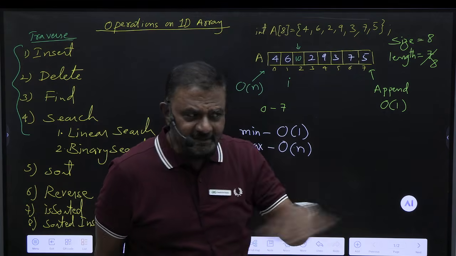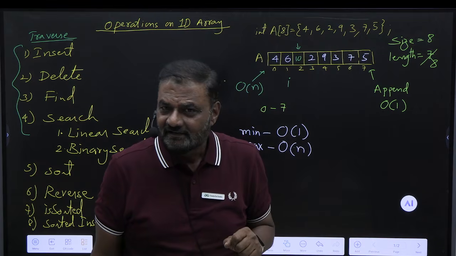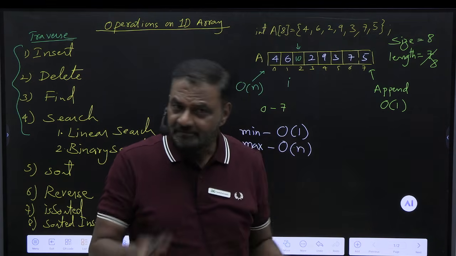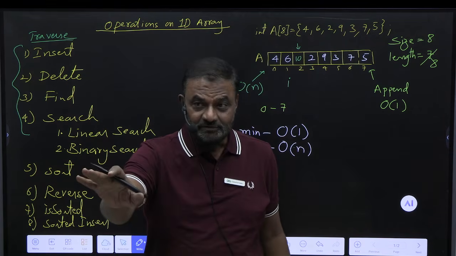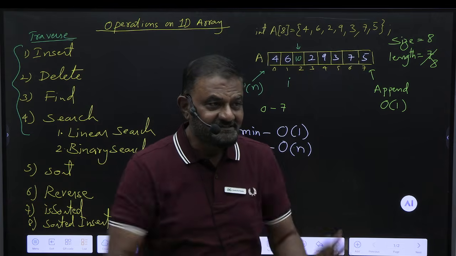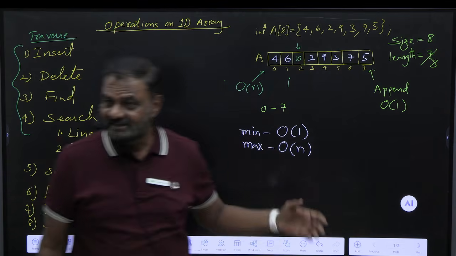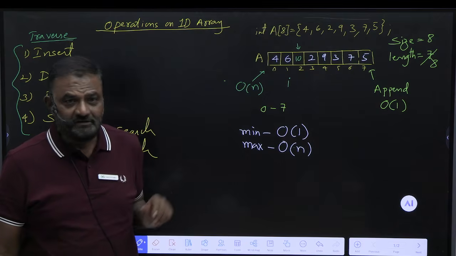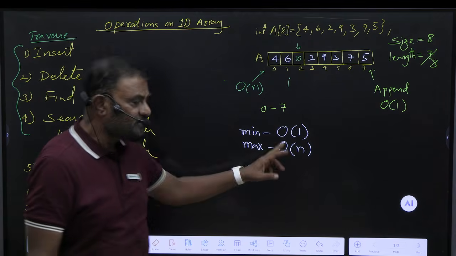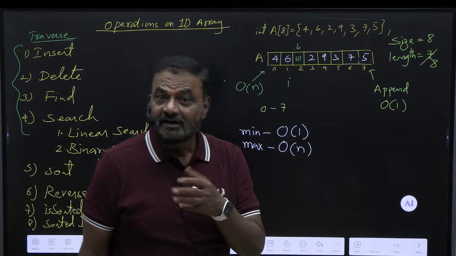Now, we know the minimum time taken and the maximum time taken. At any other placements, what should we consider? Shall we consider the minimum time or maximum time? If at any other place we just say how much time insertion takes, shall we always say order of 1 or shall we say order of n? What should we say? Order of n.